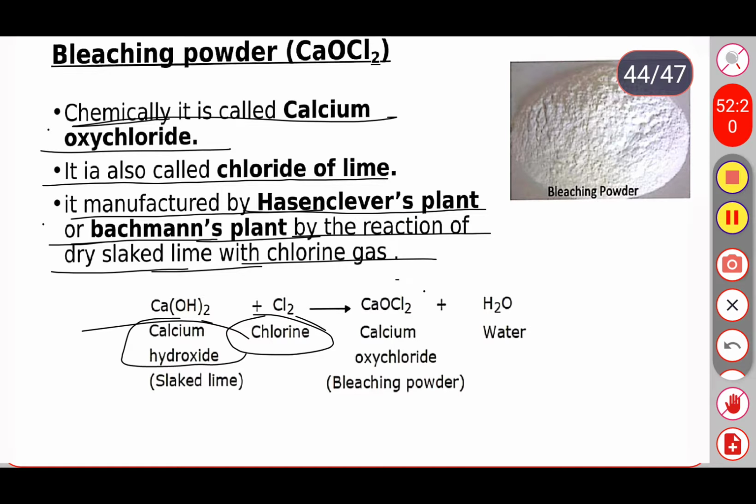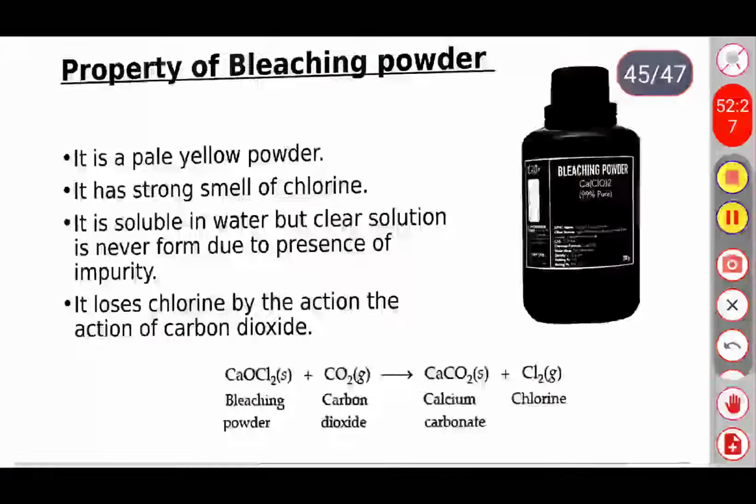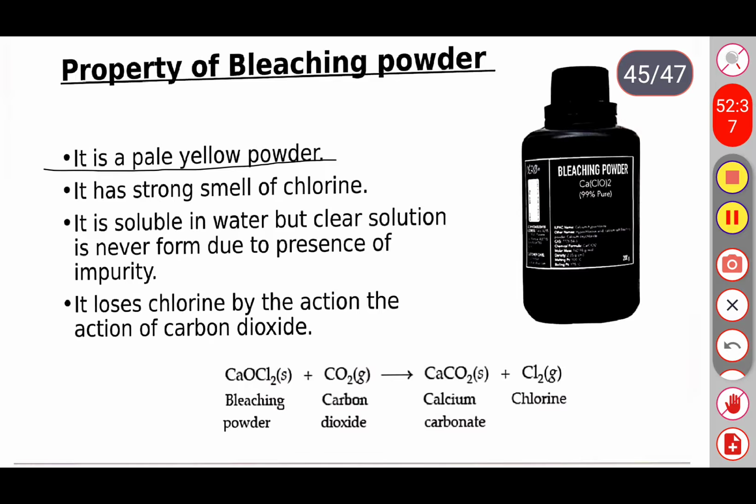So see the properties of bleaching powder. What properties does it have? First one, it is a pale yellow powder. Second one, it has a strong smell of chlorine. Third one, it is soluble in water, but a clear solution is never formed due to the presence of impurities. Some impurities are present in the bleaching powder, that's why it will not be completely soluble in water. It loses chlorine by the action of carbon dioxide.